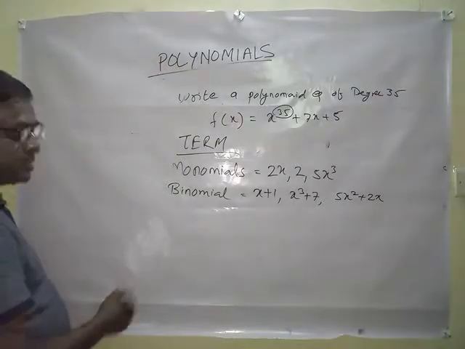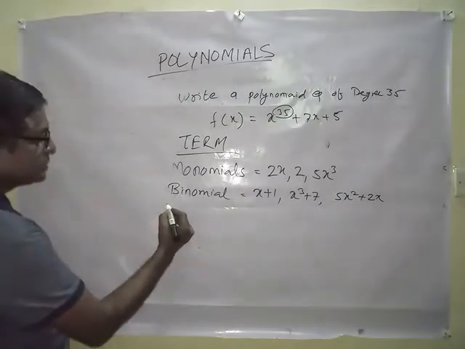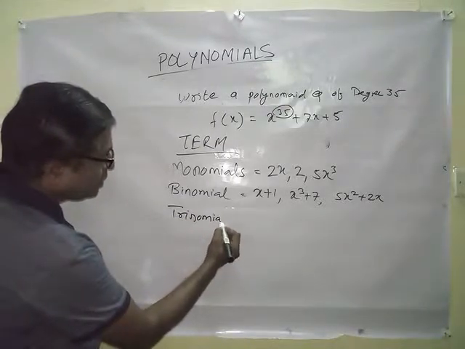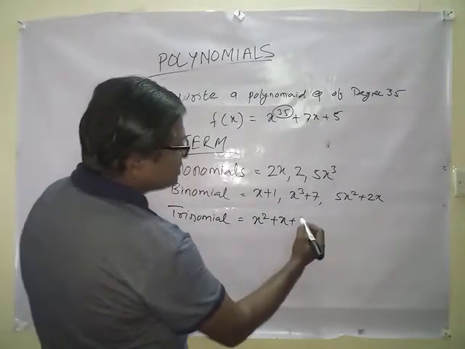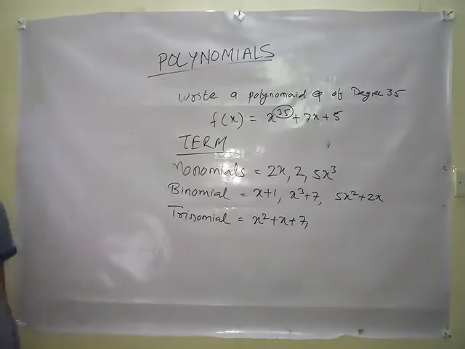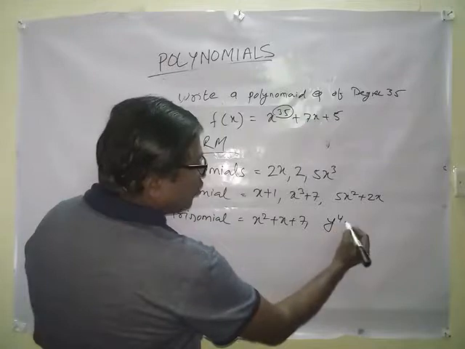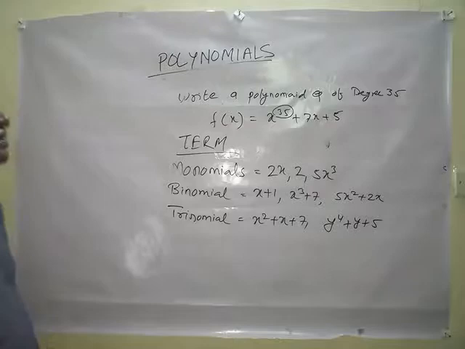Now similarly, there is a trinomial. A trinomial equation will have 3 terms. Like x square plus x plus 7 is a trinomial equation. Or you can say y raised to power 4 plus y plus 5 is a trinomial equation.